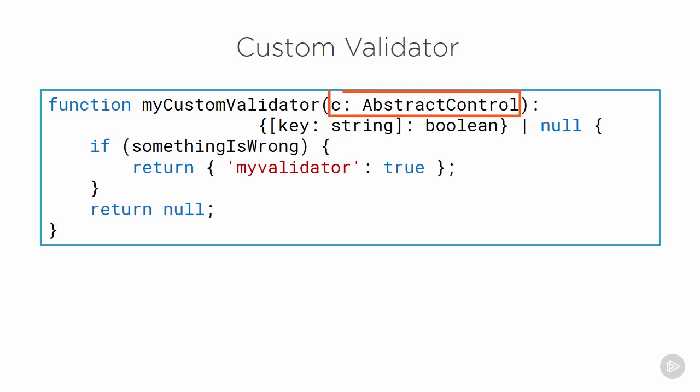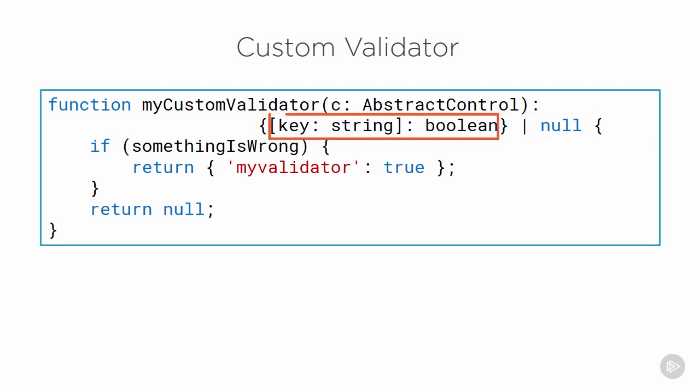The validator function always takes one parameter, the form control or form group being validated. To allow passing in either a form control or a form group, we type the parameter using the abstract class, AbstractControl. This part of the syntax defines the type of value returned from this function. It looks a bit gnarly, so let's break it down. The validator function returns an object defining the broken rule, or null if it is valid.